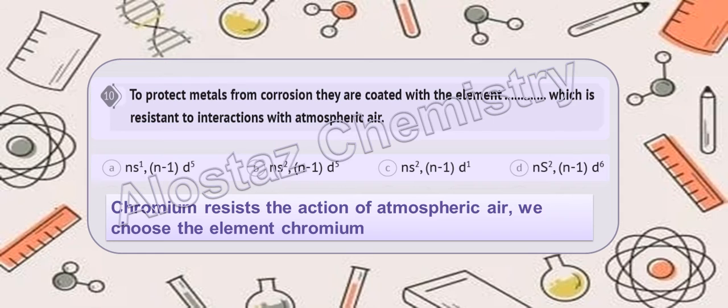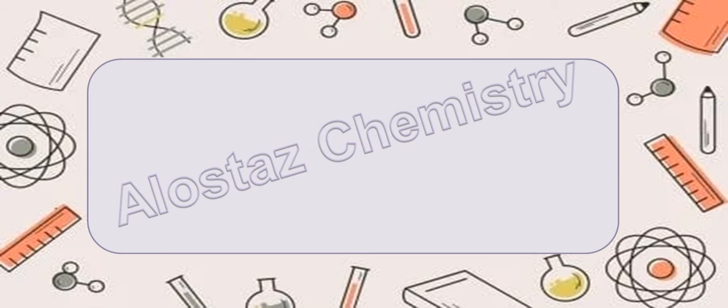So our choice is letter A, with structure ns1 (n-1)d5. Our element is chromium, with the atomic number 24. This is the right answer for question 10. Let's go to question 11.